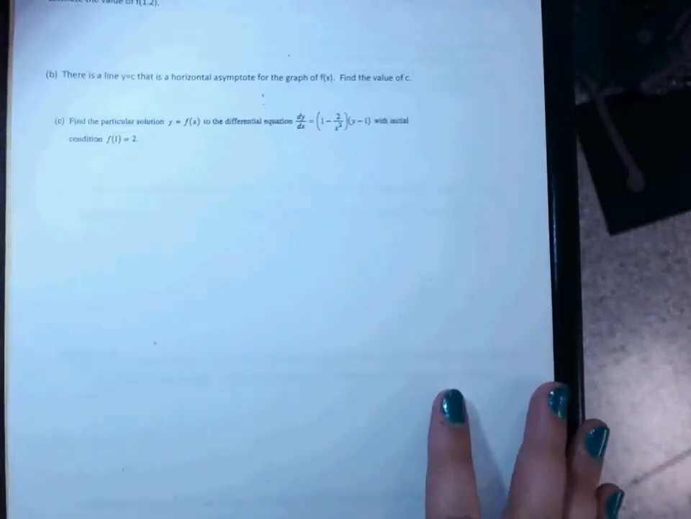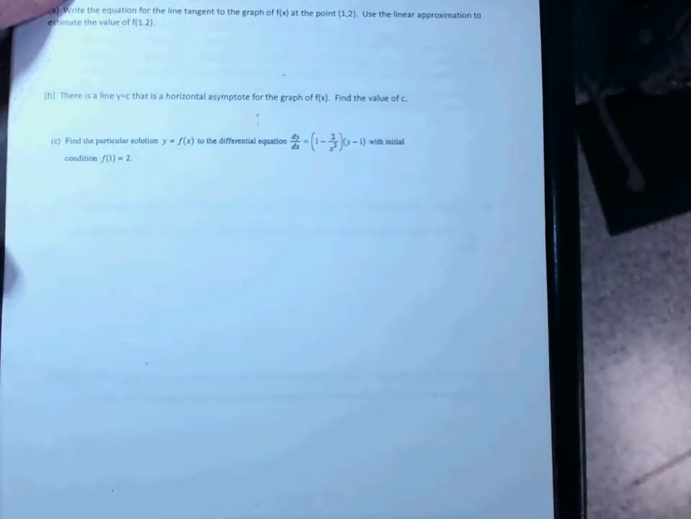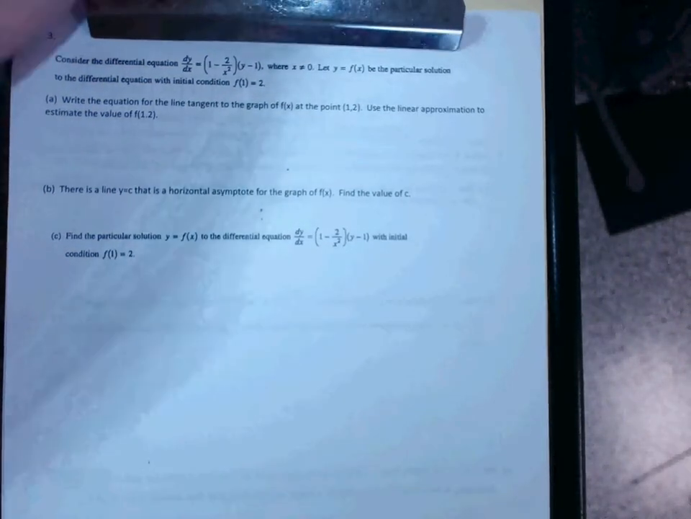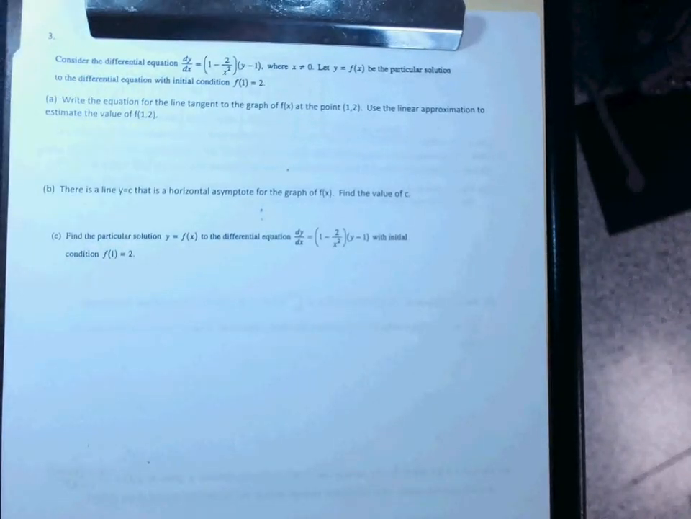All right, equation of a tangent line. You can do that one. Go ahead and do A, B, and whatever you can on C. And you can work together if you want. And notice they're already giving you the point right off the bat, (1, 2).